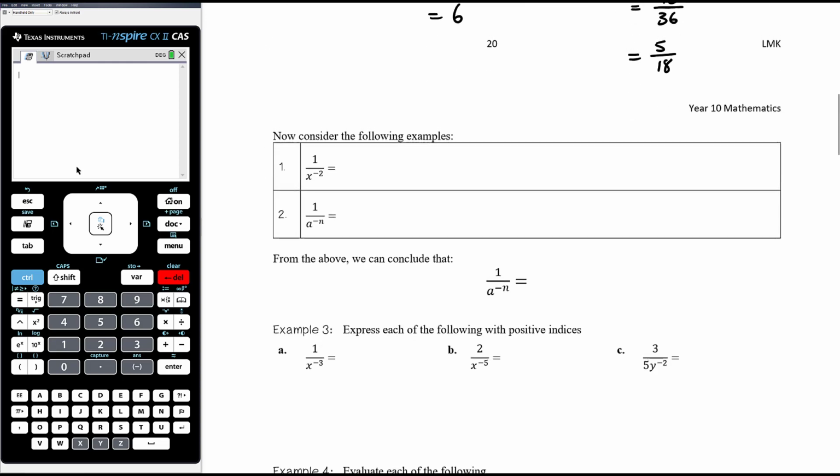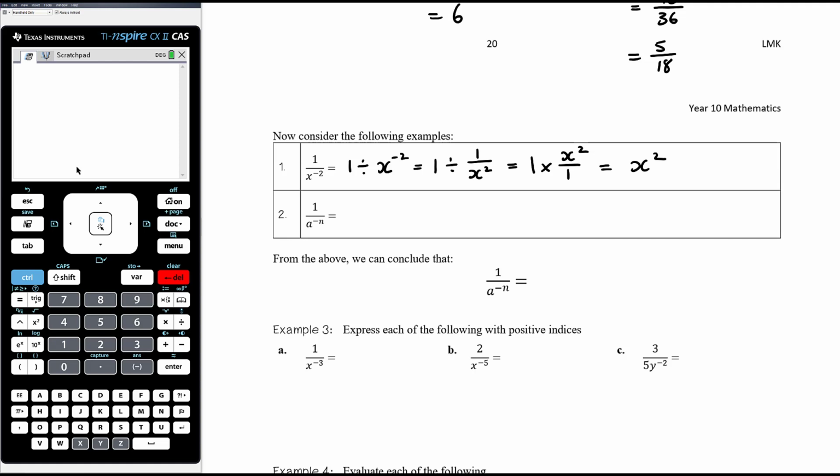Okay, let's have a think about these examples. If we had 1 divided by x to the power of negative 2. I'm going to write this out as 1 divided by x to the power of negative 2, which means 1 divided by 1 on x squared. Now we know if we divide by a fraction, it is the same as multiplying by the reciprocal of that fraction. So we've got 1 times x squared over 1, and so that's just 1 times x squared, which is just going to be x squared.